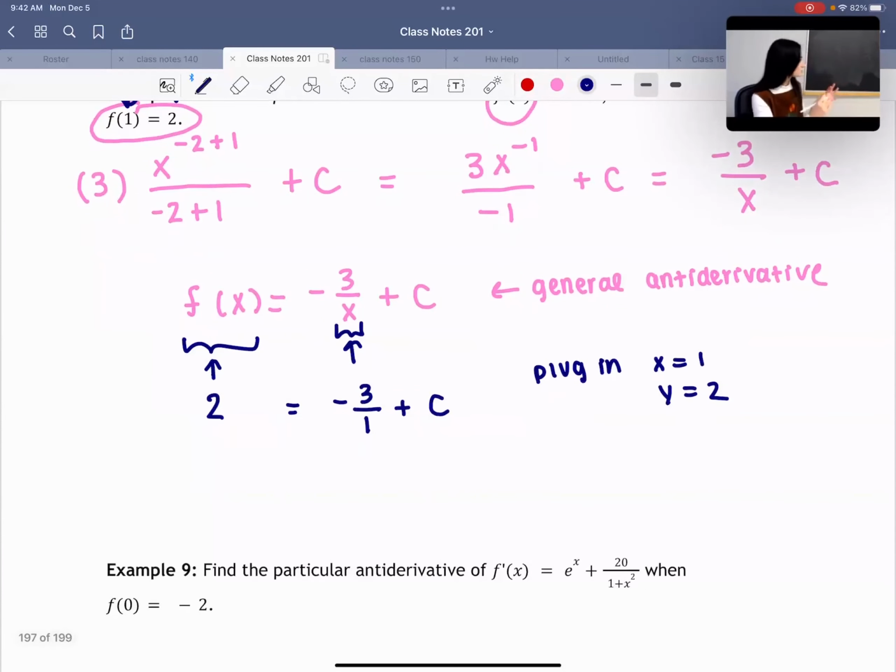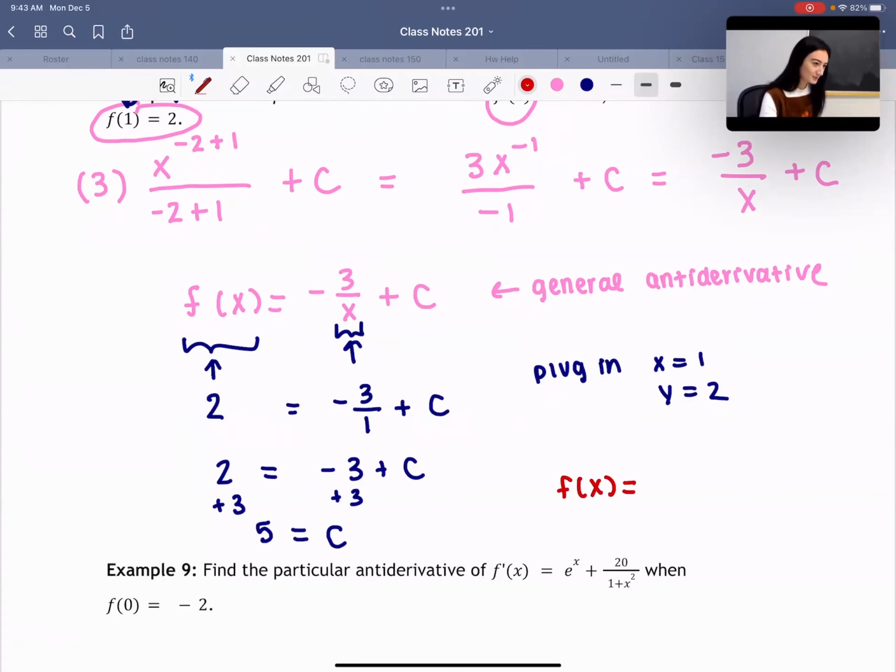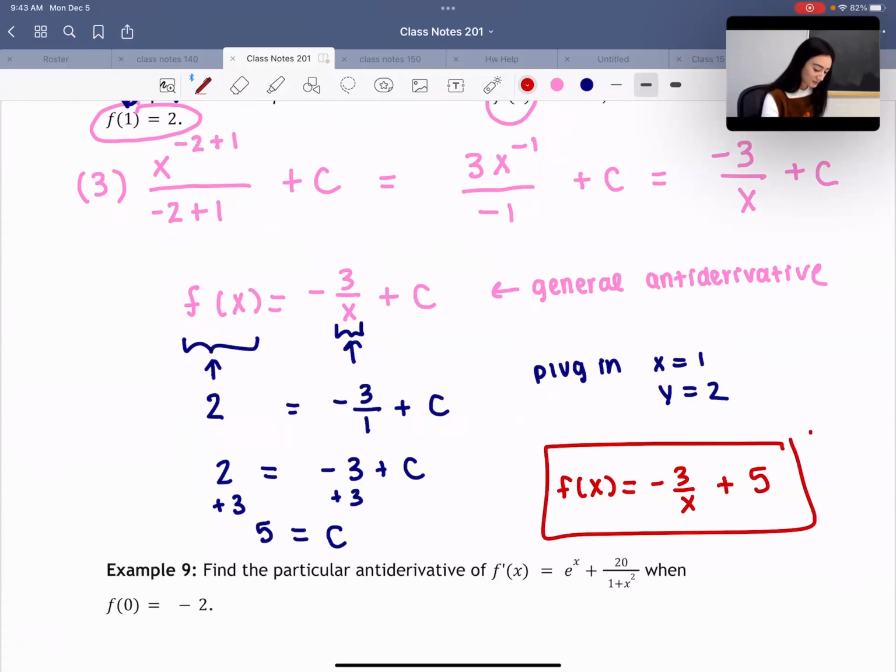Okay, once I do that, let's clean this up. We have 2 equal to -3 plus c. To get c by itself, I can add 3 on both sides. So I know that c equals 5. Okay, so I literally just plugged in my values. I got that c equals 5. What do you think my particular antiderivative is? F of x equals, yeah, -3 over x plus 5. This is my particular antiderivative.